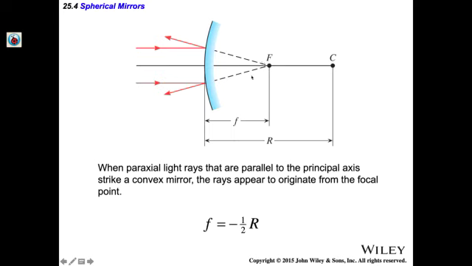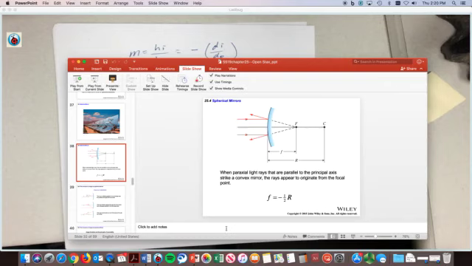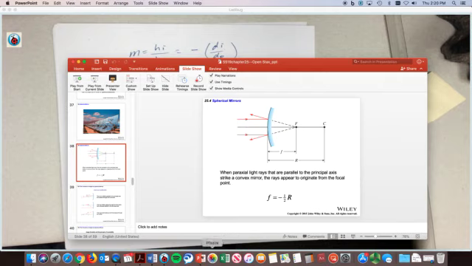All right. Now, if it's a convex mirror, look, the paraxial rays are virtual. They form at a virtual point behind the mirror. So therefore, it's a negative. The focal length for convex is negative. All right, let's write this down. Let's get some of the ground rules down again.